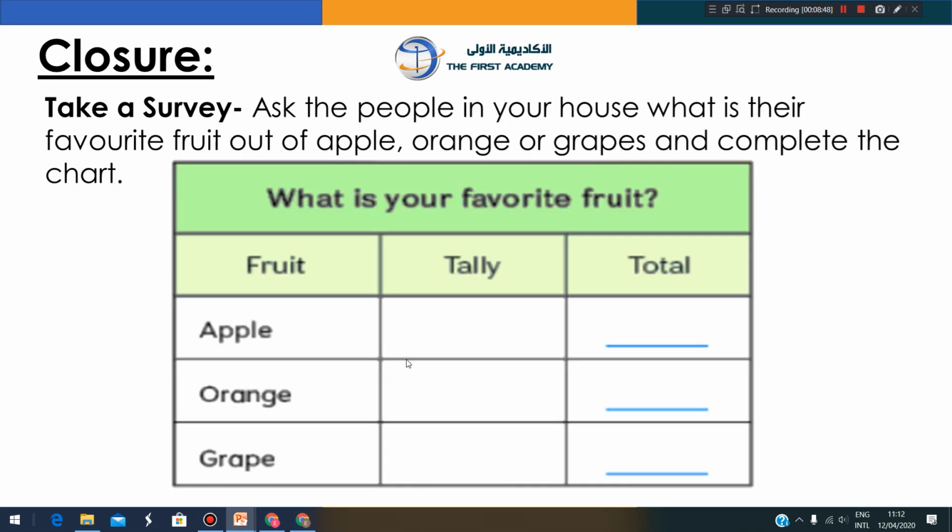As a closure, you take a survey again. Ask the people in your house only what is their favorite fruit out of apple, orange, or grapes, and then complete the chart.